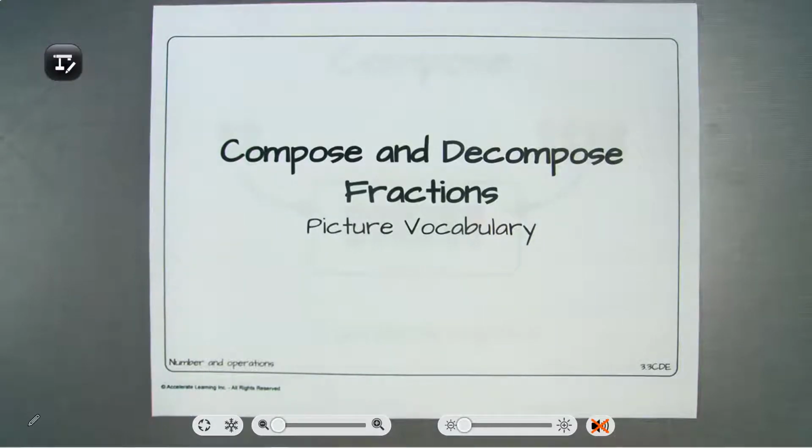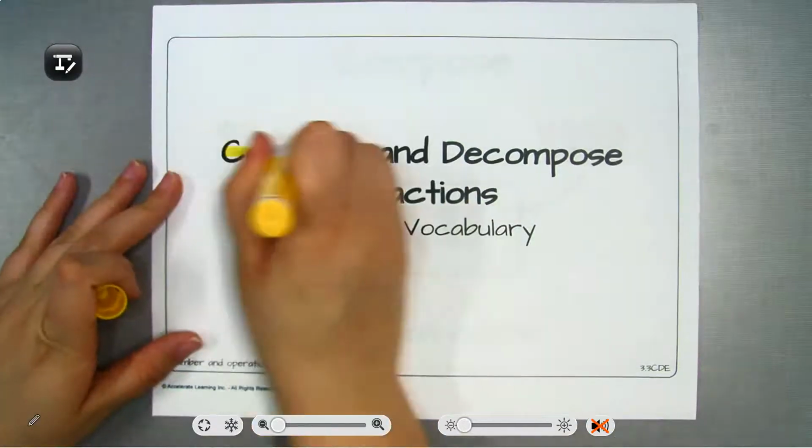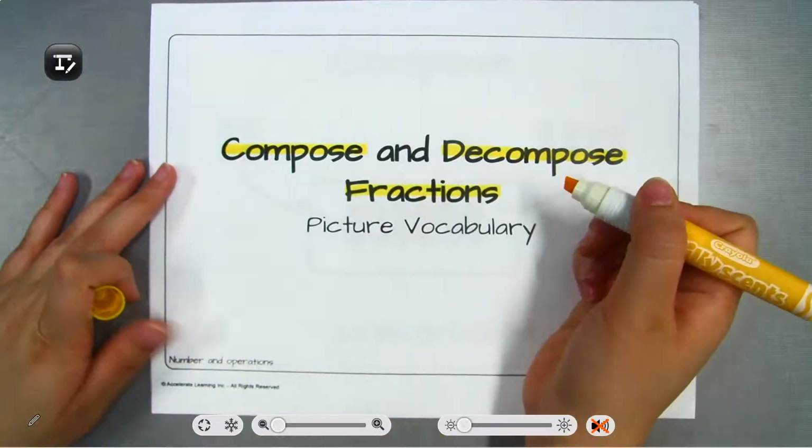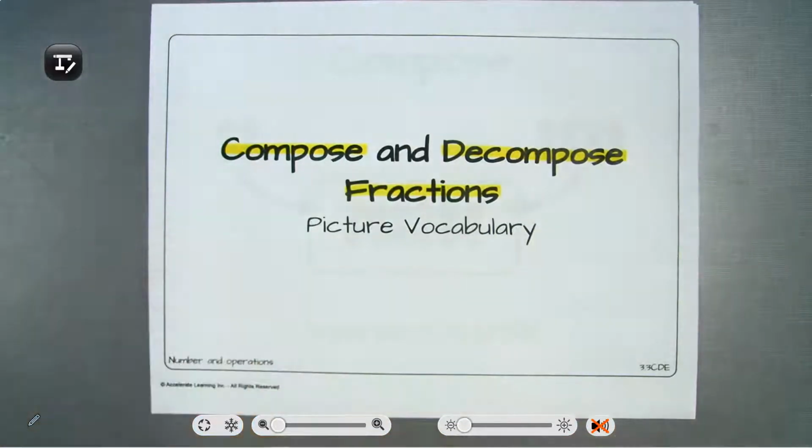Now guys, do not let the title scare you, okay? Because I know that you're probably thinking, oh, Miss Yantha, what in the world are we doing? So we're going to be composing and decomposing fractions. Before we jump in, let's look at some vocabulary words.